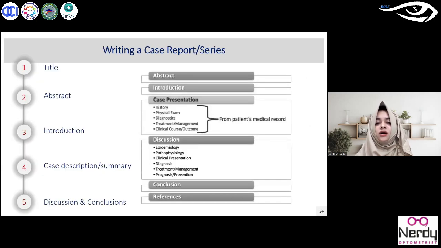So far, I have been talking about the original research paper. But if you are preparing a case report or case series, the components will be different because it will have a title, abstract, introduction, the case description or summary, and then the discussion and conclusions. But the overall writing process will remain the same, more or less.